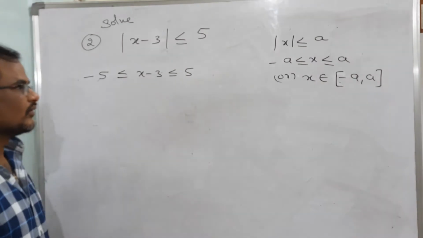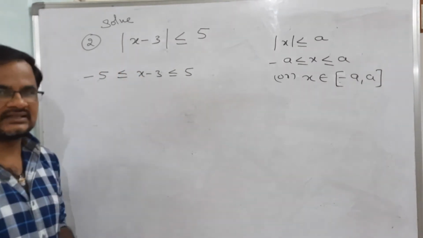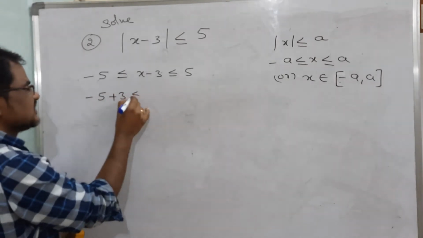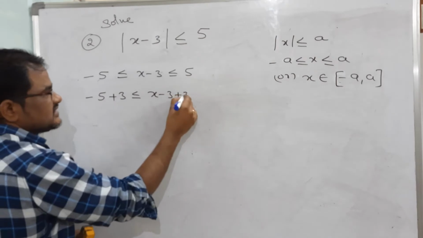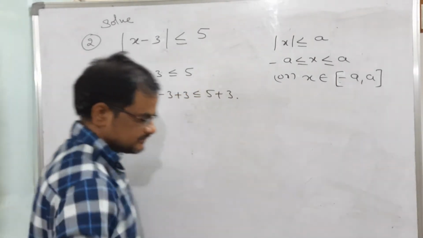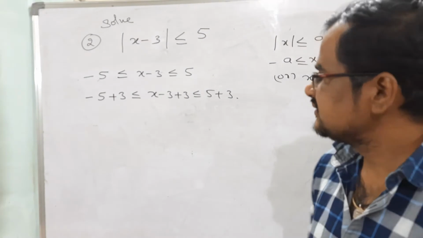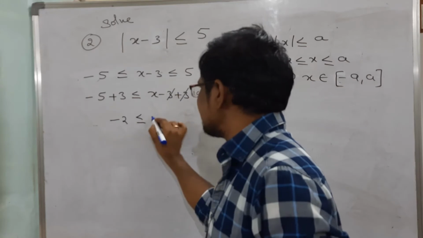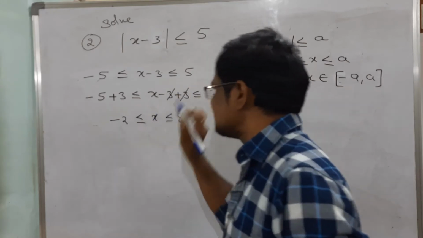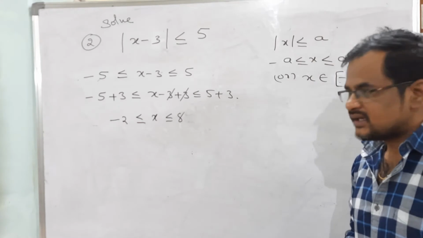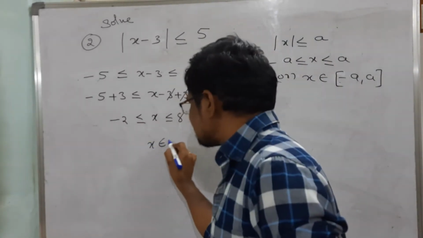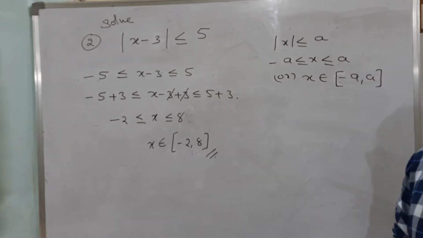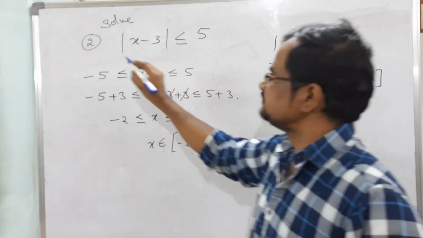Now we have to eliminate this minus 3. For that, minus 5 plus 3 less than or equal to x minus 3 plus 3 less than or equal to 5 plus 3. Now if you simplify, minus 5 plus 3 is minus 2, less than or equal to x, these two get cancelled, x less than or equal to 8. This is our answer. In terms of intervals, x belongs to the closed interval minus 2 comma 8. This is the third problem.